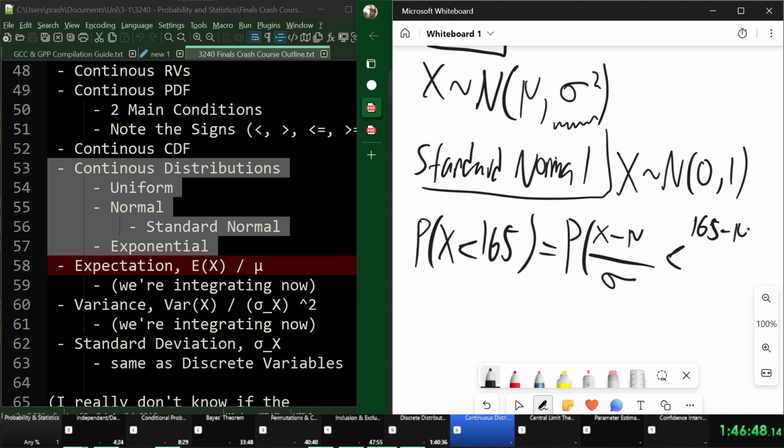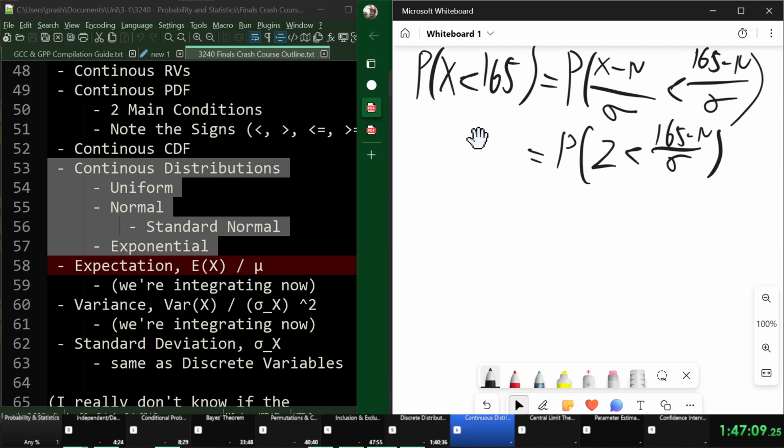165 minus mu, you might have some number, it might be like 166 or 170 or something, and its standard deviation. Sometimes this section here is written as just z, and this will be 165 minus mu over sigma. You should be given these numbers, so you probably get some kind of decimal like 0.5 or 1.3 or minus 2.6, but you will get a number on the right by that point. This is the same as phi of whatever number you get on the right.